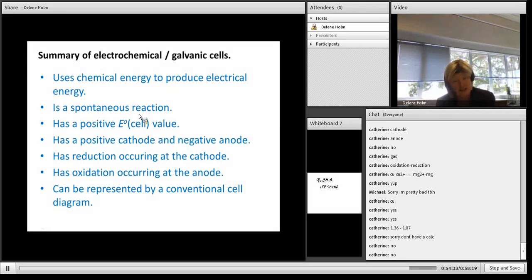The E0 cell value has to be positive when you calculate it. It's got a positive cathode and a negative anode. So that is one thing you have to remember. Reduction occurs at the cathode. Remember, the C before the 'tion' of reduction stands for cathode as a mnemonic aid, and the A in front of the 'tion' of oxidation is for the anode. And then, of course, we can represent it via a cell diagram, so we don't have to draw out all the beakers and everything. And that's pretty much it.